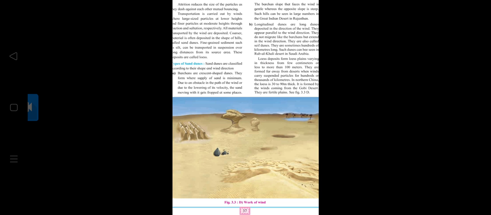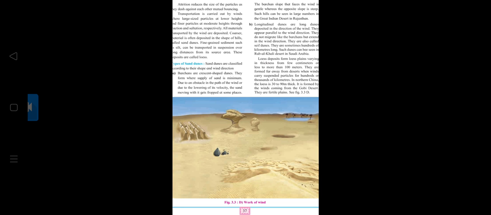Fine grained sediments such as silt can be transported in suspension over long distances from the source area. These deposits are called loess. Loess, what is that? That is a layer of fine, rich material. It can be formed by glaciers.